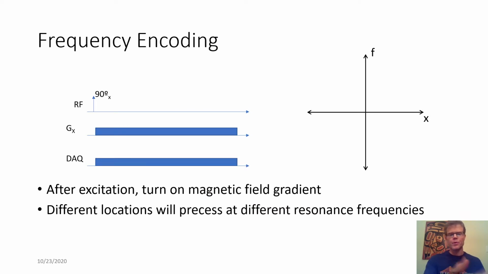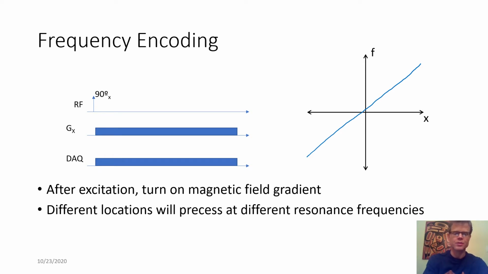So if we go into our diagram of our pulse sequence, I'm going to play an excitation pulse, in this example a 90-degree excitation pulse. And after that, we're going to turn on the magnetic field gradient, in this case Gx. And what that's going to create is, again, what we've seen in the previous pictures. Let's just formalize it here. It is going to create this relationship between frequency and position.